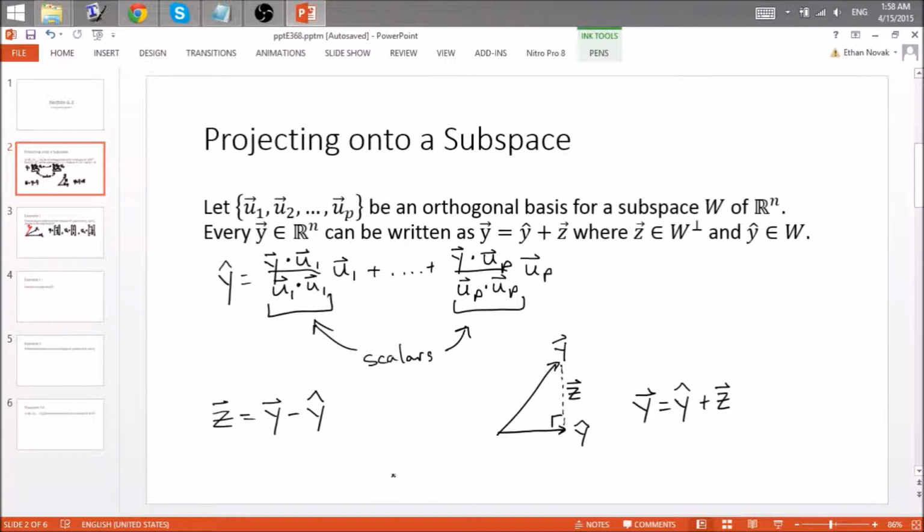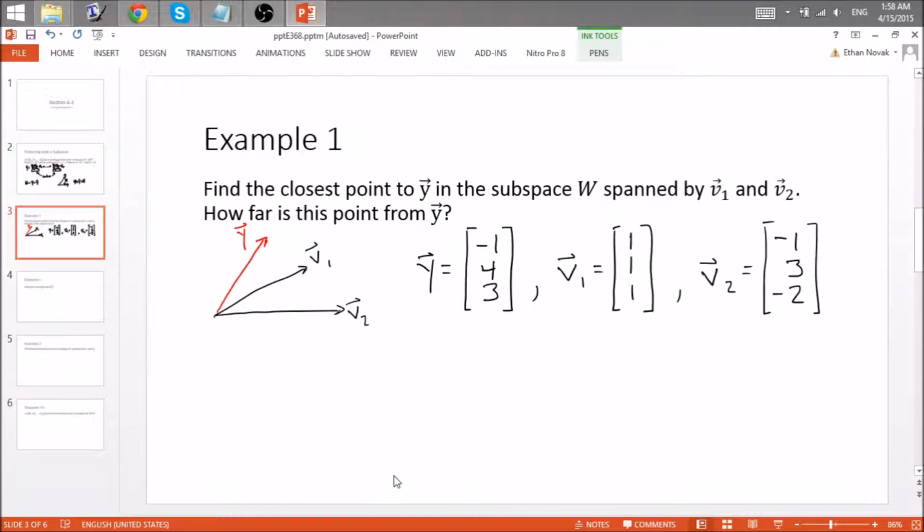So let's take a look at an example. Here we want to find the closest point to y in the subspace W, which is spanned by v1 and v2. And then we want to identify the distance of the point that we've just found from the vector y. So let's note that we have an orthogonal basis, v1 and v2, which span W. So 1 times -1 is -1, plus 3 is 2, minus 2 is 0. So this is in fact an orthogonal basis, and the rest of the problem makes sense. We cannot do orthogonal projections if we do not have an orthogonal basis to begin with.